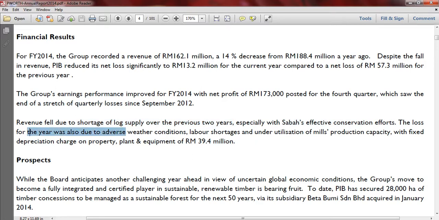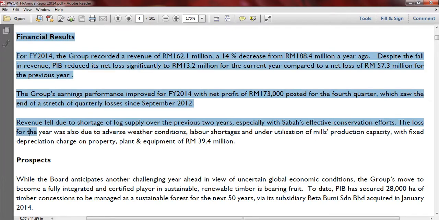The years were also affected by weather conditions and labor shortage as well. There are several things, it's not only one.